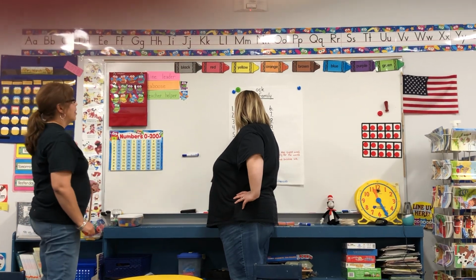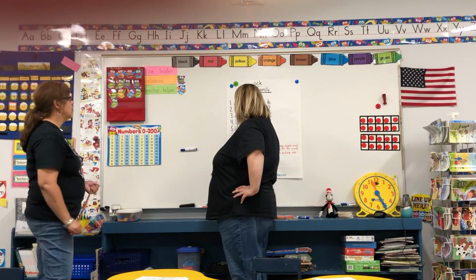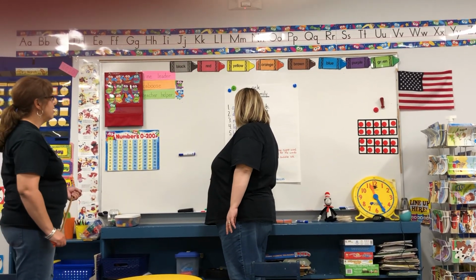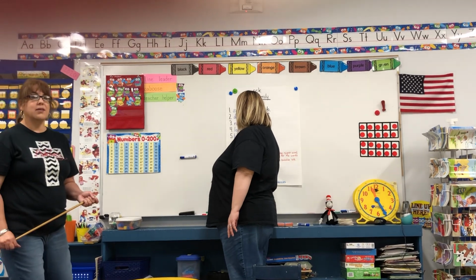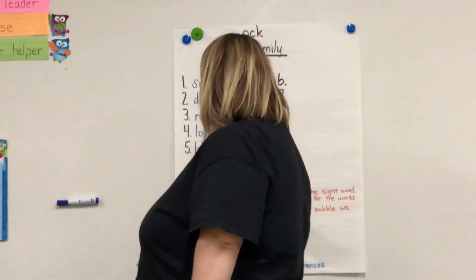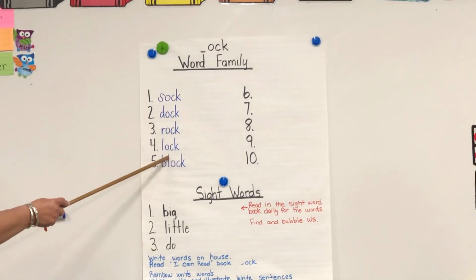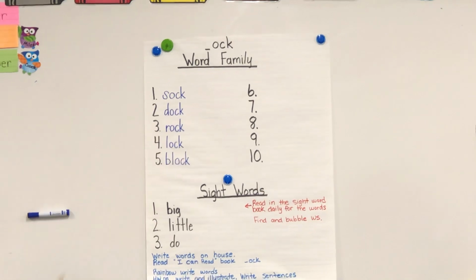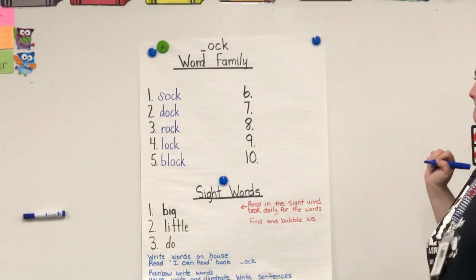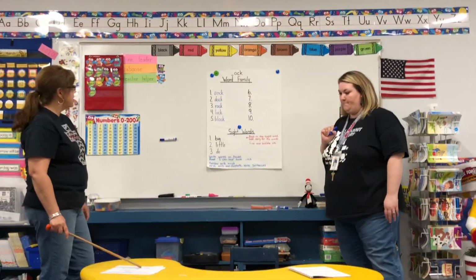Now what? L. O. Then what's next? C. K. Good job. There you go. How many letters is in block? 1, 2, 3, 4, 5. That's a lot of letters. 5 letters, and the other ones had 4. Okay, so let's go to number 6.